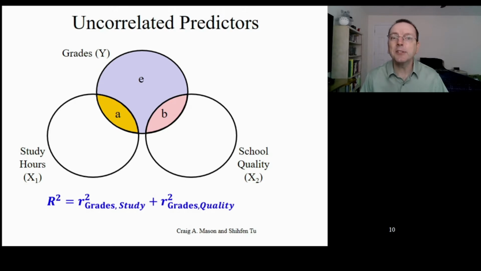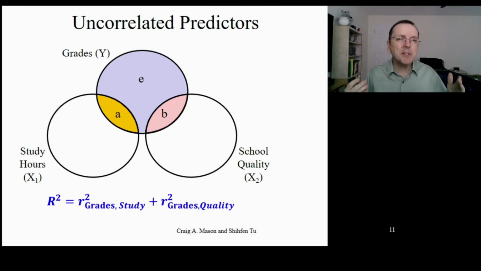Notice that study hours is still correlated with grades. We still have the variance A, which reflects their shared variance. Also, school quality still shares variance with grades. That's the B variance. But there's no variance in grades that's simultaneously shared by both study hours and school quality. Now, this diagram tells us a couple of important things. First, the fact that study hours and school quality don't overlap at all means they're uncorrelated.